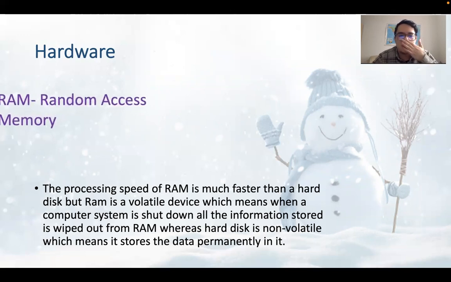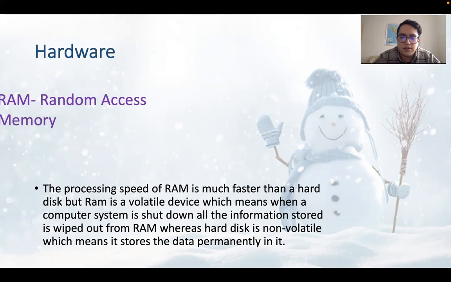The motherboard acts also as a brain to the computer. RAM, which is random access memory. The processing speed of RAM is much faster than the hard disk. But RAM is temporary: when the computer shuts down, all the information will be wiped out from the RAM.